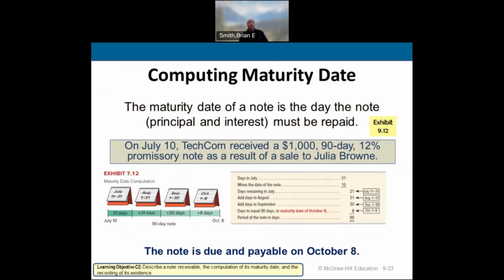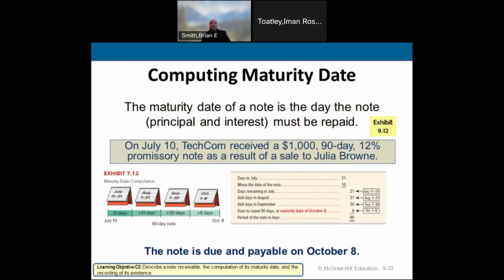Computing your maturity date, let's see here: on July 10th, TechCom received a $1,000 90-day 12% promissory note as a result of a sale to Julia Brown. Basically, all we're going to be doing is taking the total number of days here. It's a 90-day note, and calculating the total number of days and doing the percentage on the interest that Julia's going to owe us.